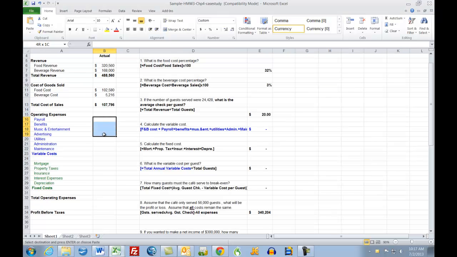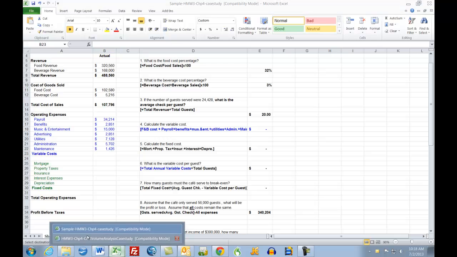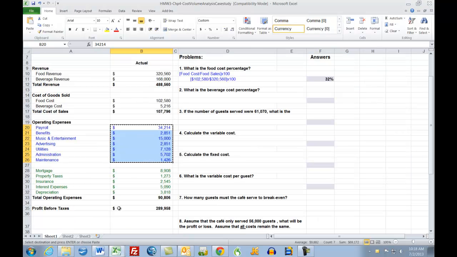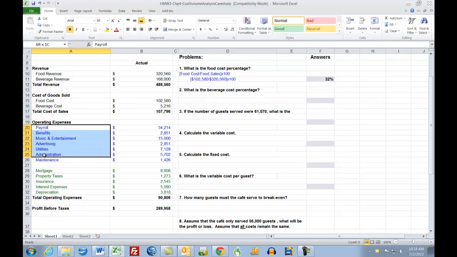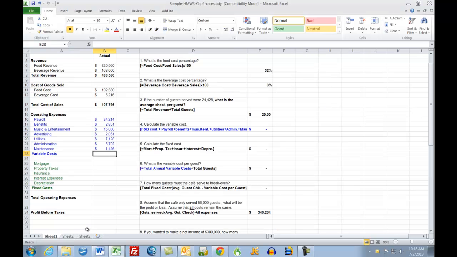and paste them here. Now you'll notice that in the homework assignment there's operating expenses, and I'm listing all of the operating expenses right over here, but when you go back to the sample assignment, you'll notice that there is a row called variable cost, and the variable cost is something that I added because I know that later on I'm going to need to use it right here when trying to calculate the variable cost per guest. Your variable costs are basically any costs that change.